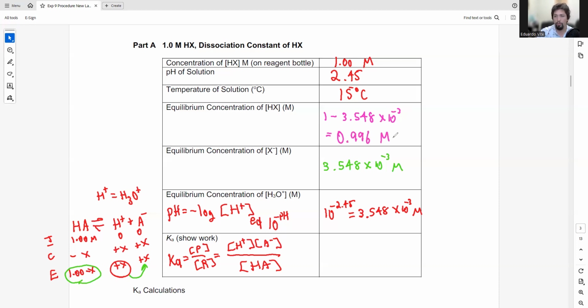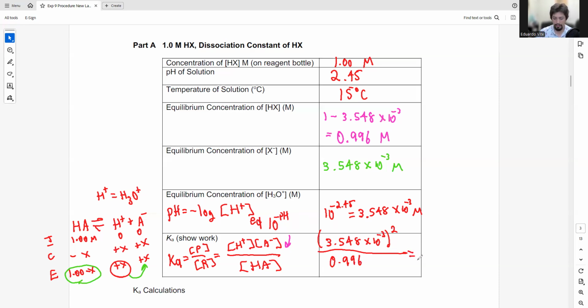0.996 molar. Okay? And so to calculate Ka, all you have to do is plug in these values that I just solved for in this table into the Ka formula. So that is going to give me, and I'm going to use just red to plug everything in. Okay? This is going to be, remember, x times x, so that's going to be x squared. So x squared is simply going to be 3.548 times 10 to the minus 3, and this is going to all be squared. And that is going to be divided by my HA concentration, which we just said was 0.996. And this will give me my Ka value.